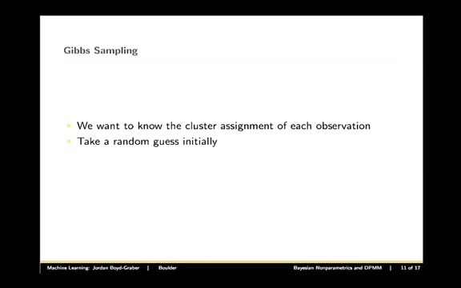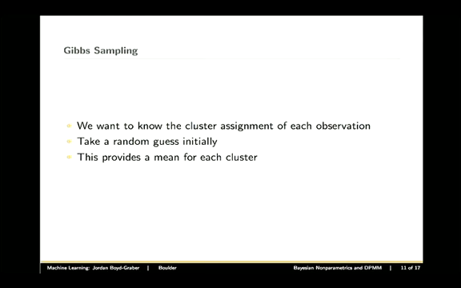Okay, so now the question is, we have this model, we have the Chinese restaurant process, how do we figure out, given a bunch of data, what cluster assignment each one goes to, and then the parameters associated with each cluster? All right, so the way this works is you take a random guess initially.